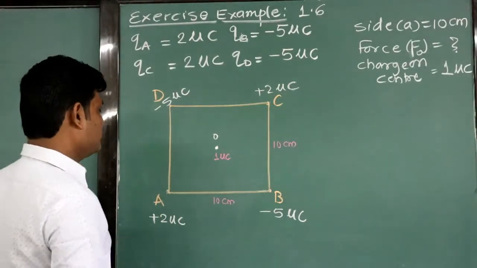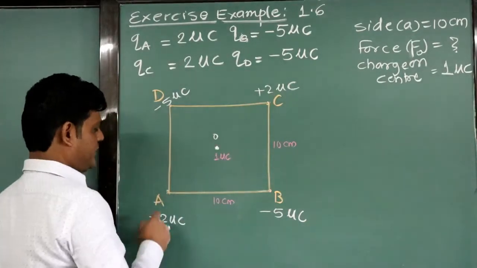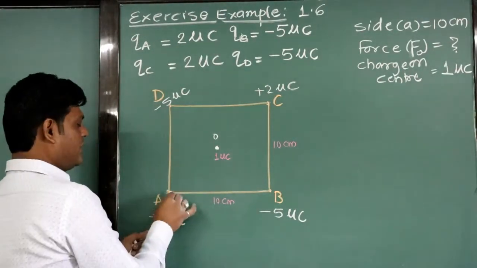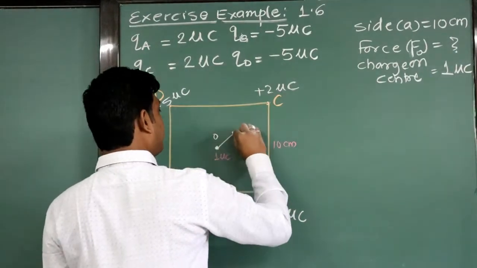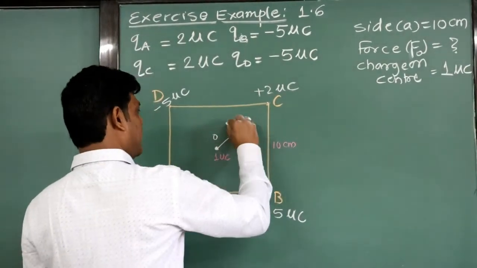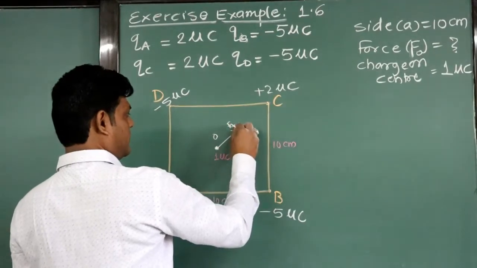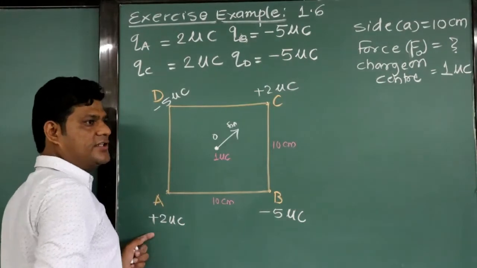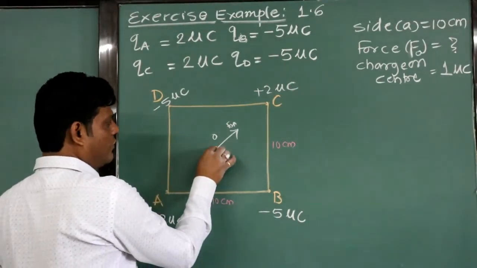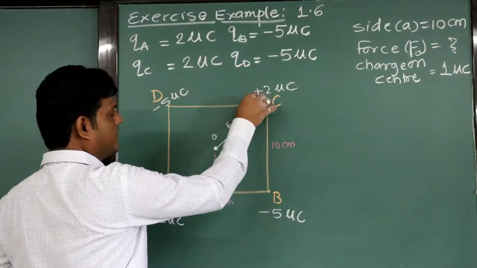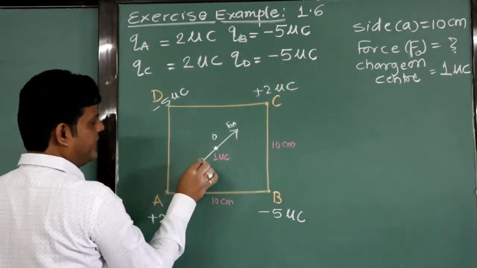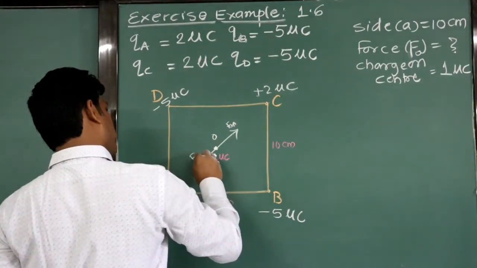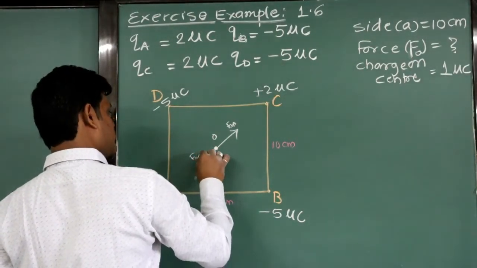First of all, what is the force acting on the central point due to A? It is plus, and the charge at the center is also plus, so the force will be a repulsive force, directed like this. So the force acting on O due to A will have this direction, right? Similarly, what is the force acting on O due to C? It is also plus, so this will be directed like this. So this is the direction of the force acting on O due to C, right?